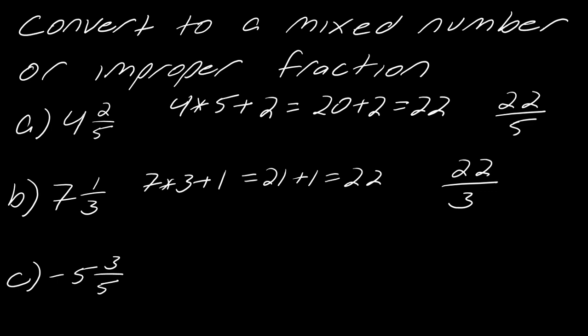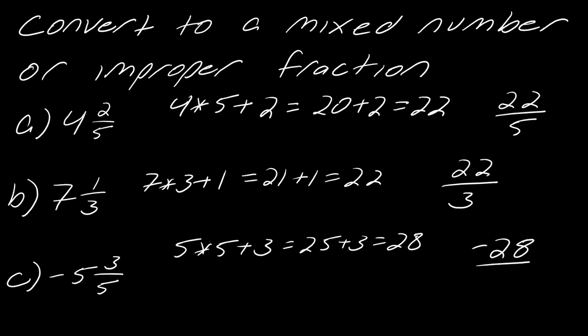And then for this last one, this is a negative number. Remember, you ignore the negative for right now, and you just go ahead and convert this to an improper fraction. So I'll take 5 times 5 plus 3, so that's 25 plus 3, so that's 28. And now that I know what the numerator is supposed to be, I just slap that negative in front. Negative 28 over 5. And again, I went through an explanation of why this is in my last video. The negative always just comes at the end when you're working with these.